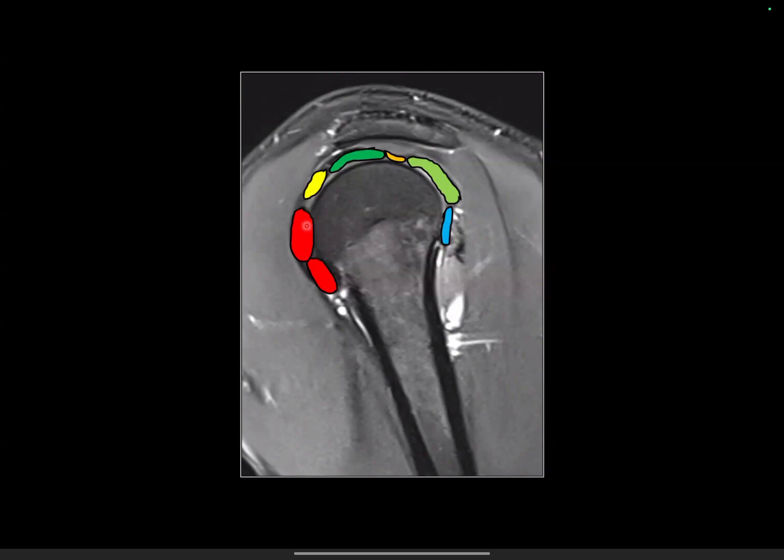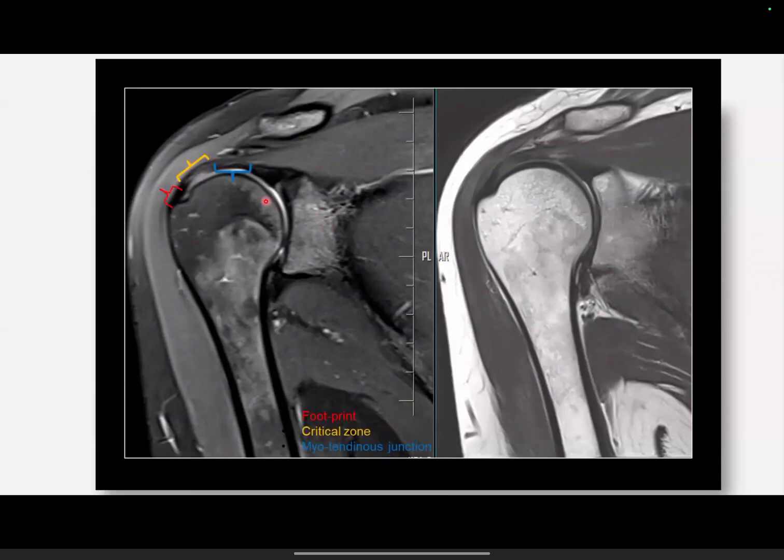Subscapularis has two bellies. It is a multipinnate muscle, but you should remember two bellies. So the superior two-third or superior half of the muscle is commonly injured. So most commonly, trauma-related injury happens in the superior half of the muscle because of biomechanics.